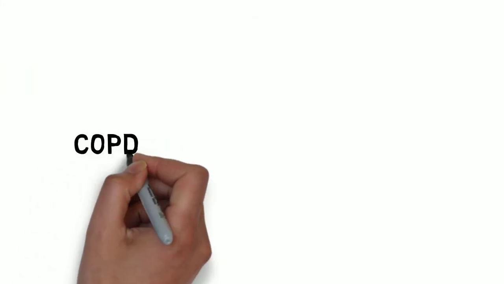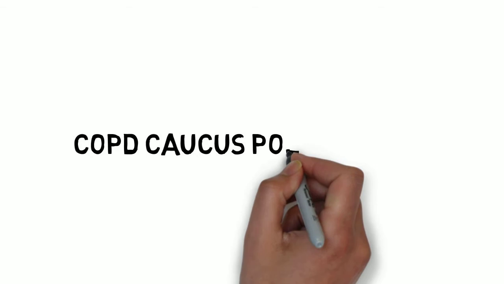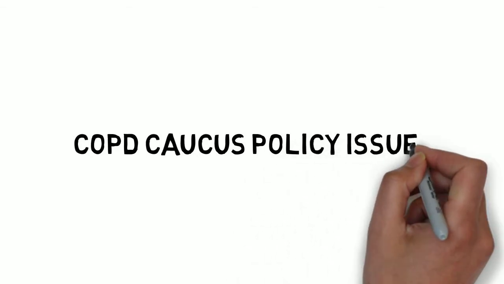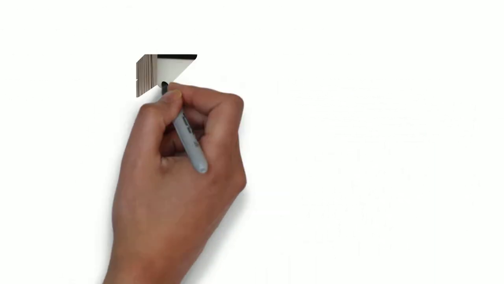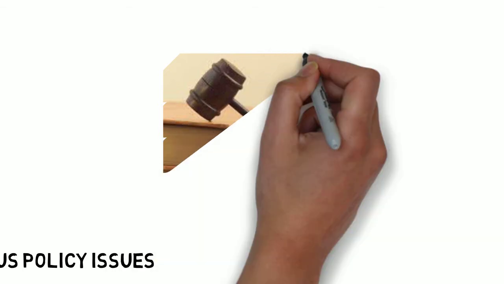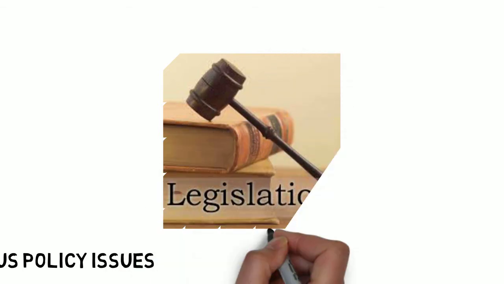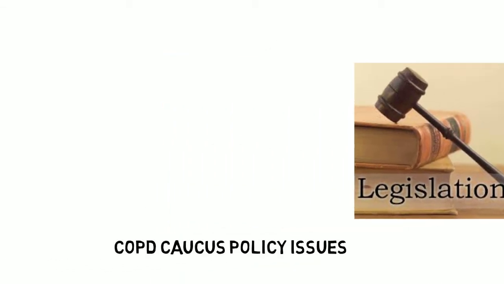What does the Congressional COPD Caucus do? The goal of the Congressional COPD Caucus is to unify the advocacy voice of the COPD community. They are a bipartisan membership with the goal to support legislation that creates positive national COPD policy.